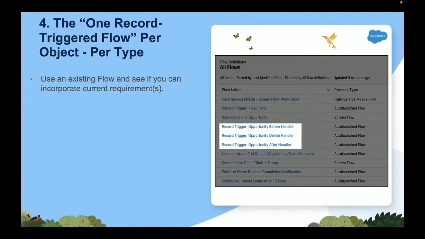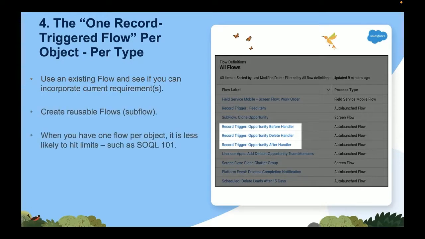Because one of the key things in programming, declarative or actual programming, when you write the code, is that reusability is king. You don't have to write the same thing again and again, because it will require more maintenance. Now, when you write one record trigger flow per object, it helps you achieve some things. For example, there is less likelihood that you are going to hit a SOQL 101 error or a CPU time limit error.